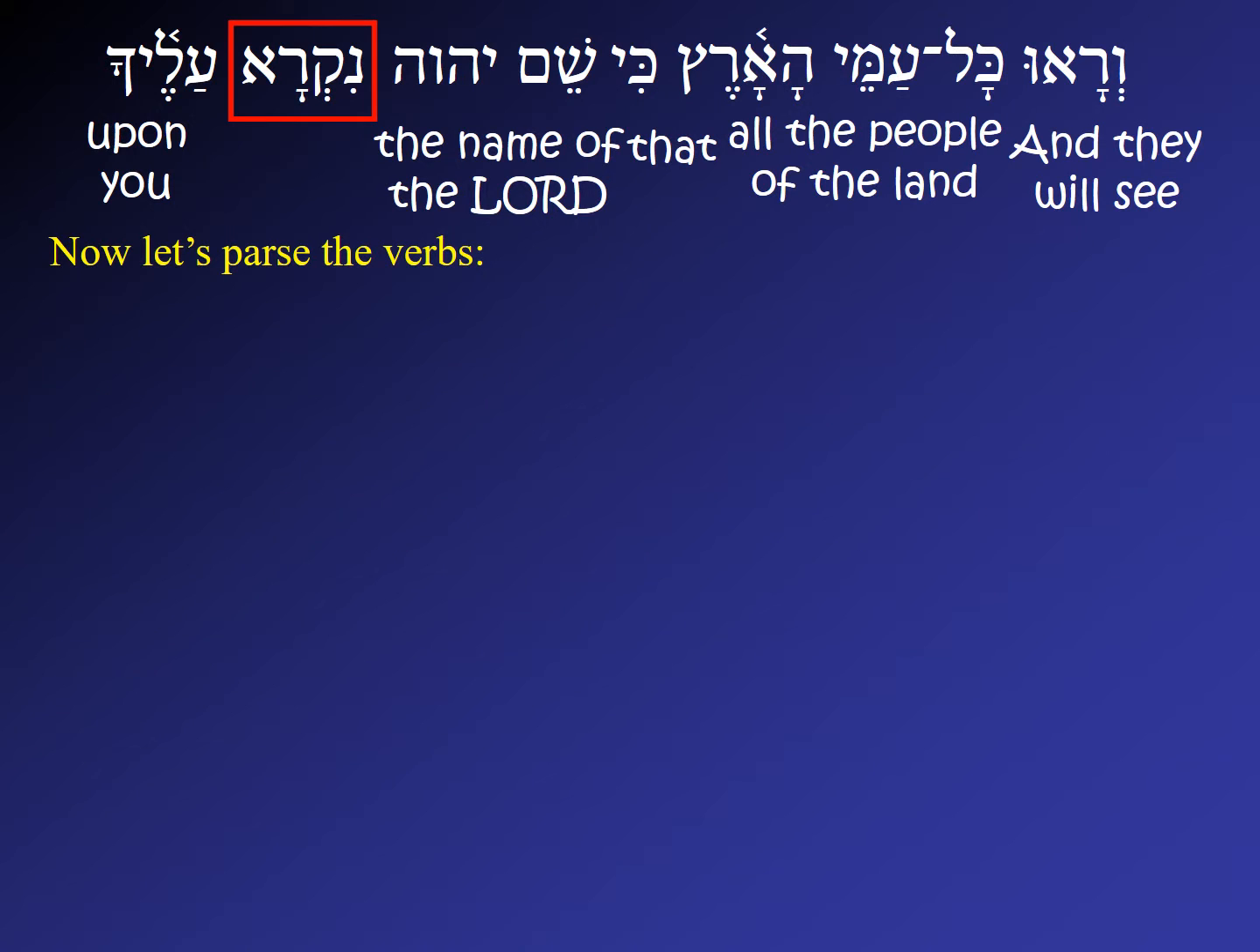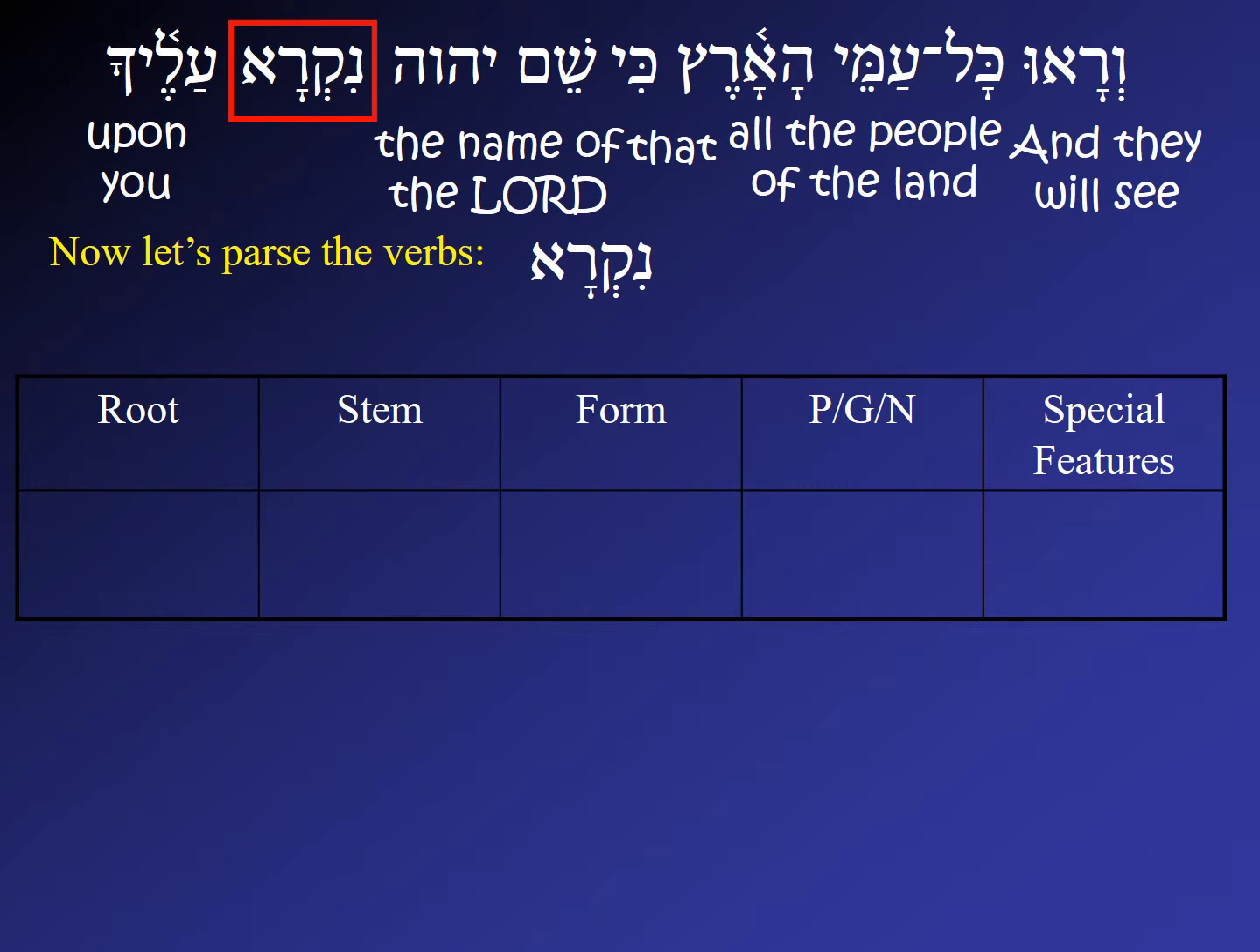So, ve'ra'u kol amei ha'aretz, and all the people of the land will see that the name of the Lord, nikra alecha, something upon you. So now we need to work out the parsing of the verb nikra. The root of this word is fairly clear. It's these three letters here, kara. So we know this has to do with calling or proclaiming.